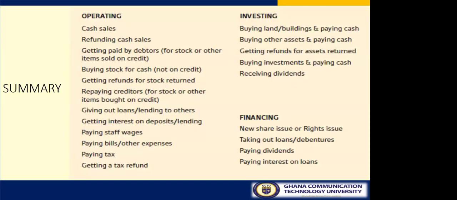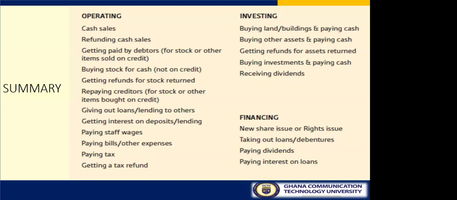These are the various activities that come under the various classifications of the cash flow statement. Under operating: car sales, refunding car sales, getting paid by debtors, buying stock for cash, repaying creditors, getting refunds for stock returned, giving out loans or lending to others, getting interest on deposits, paying staff wages, paying bills or other expenses, paying tax, getting a tax refund. All these activities fall under operating activities.